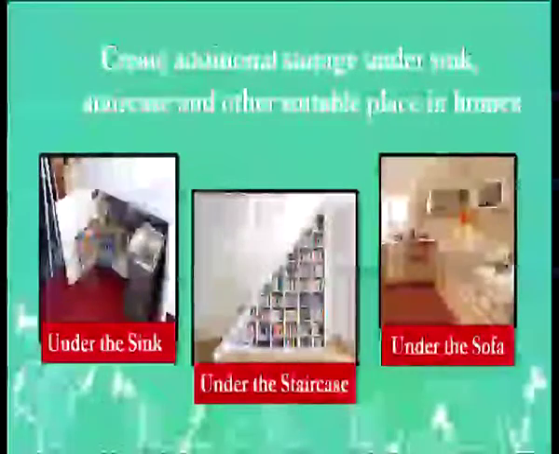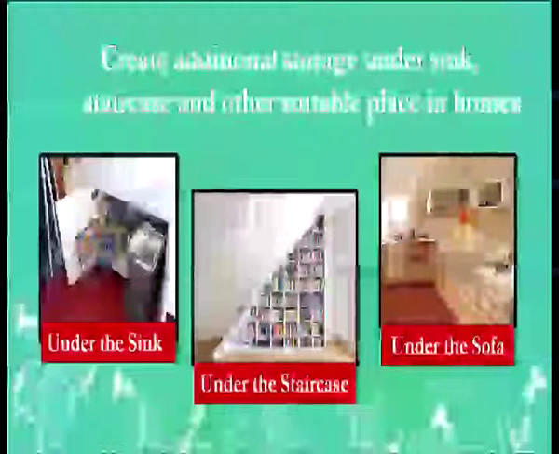Now, as I told you, we have very limited space. What can we do? Create additional storage under the sink, staircase, sofa or in drawers. So, in these three pictures, you can see what kind of material, even the dustbin, is placed under the sink. Here there is a staircase, but with a built-in they have built storage space for the books. Under the sofa they have drawers side by side, as well as under the sitting area, where you can store any kind of material.